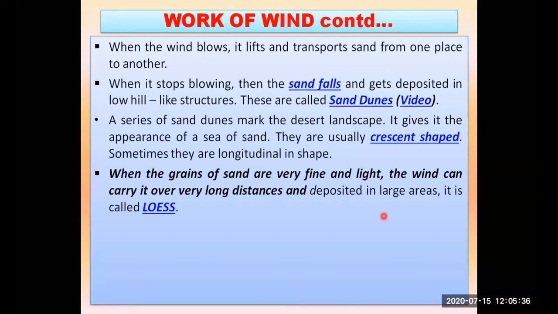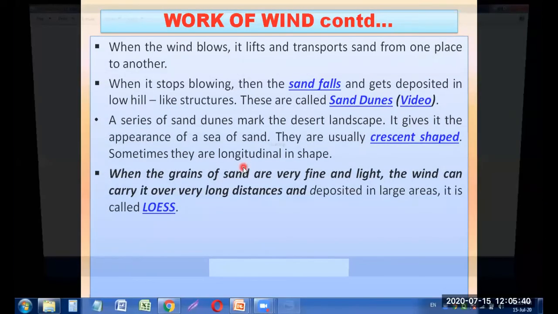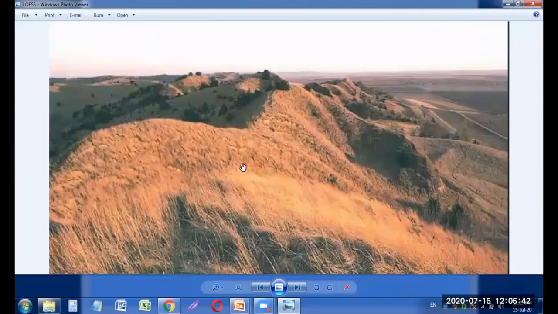It is called loess. What do we call it? We call it loess. What is called that? Let us see with the help of an image. You can see over here. These are known as loess, and these are very fine particles of sand.